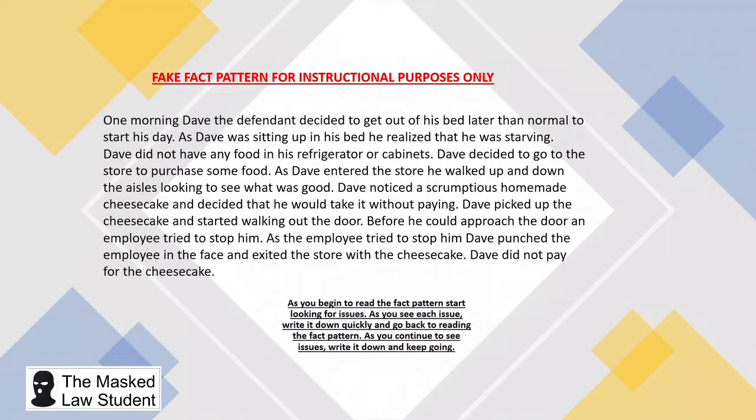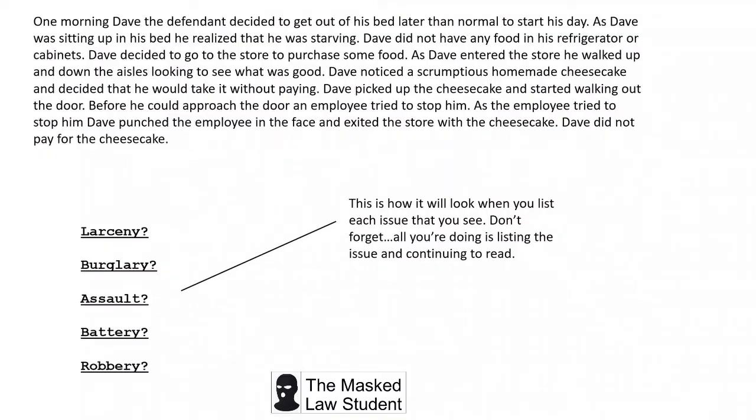All right, so now it's time to put it into application. Here is a fake fact pattern for instructional purposes only. You can pause this video and read it for yourself and then move on. But as you begin to read the fact pattern, you're going to start looking for the issues. And as you see each issue, you're going to write it down quickly, and then go back to reading the fact pattern. So just remember, as you continue to see the issues, you write them down and keep going. You can pause this video and watch it, but we're going to keep going for the interest of time.